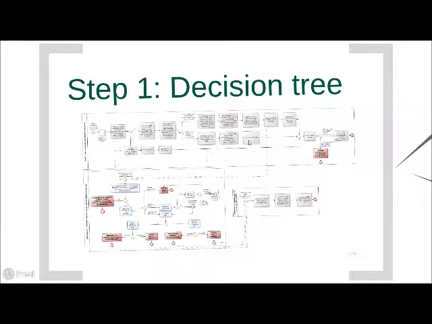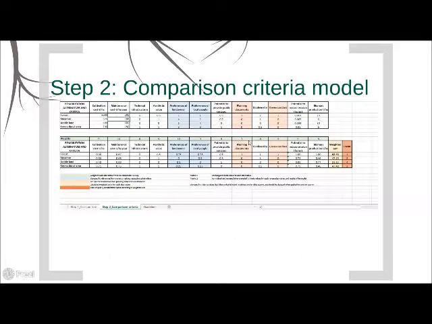Our first step consists of a decision tree, and we created the decision tree in cooperation with experts. And the second step is a comparison criteria model, which has 4 alternatives: forest, meadow, arable land, or recreational area, and also 12 comparison criteria. And we created the model in cooperation with stakeholders and also based on scientific literature, planning documents, and asking the preference of a landowner and local people.